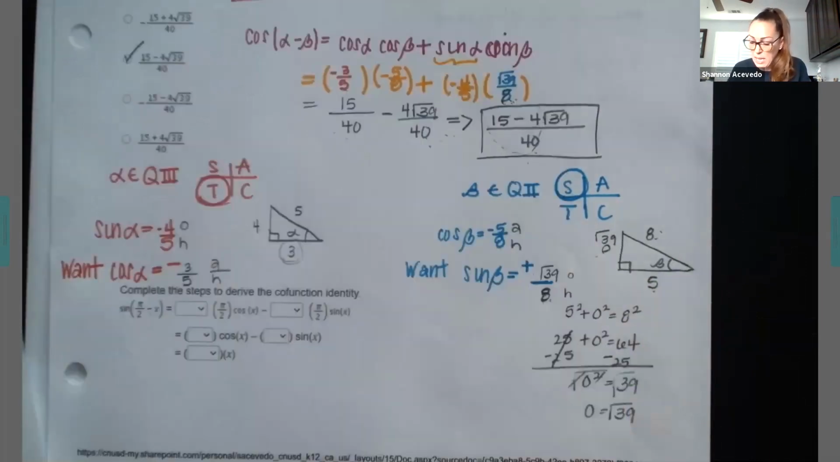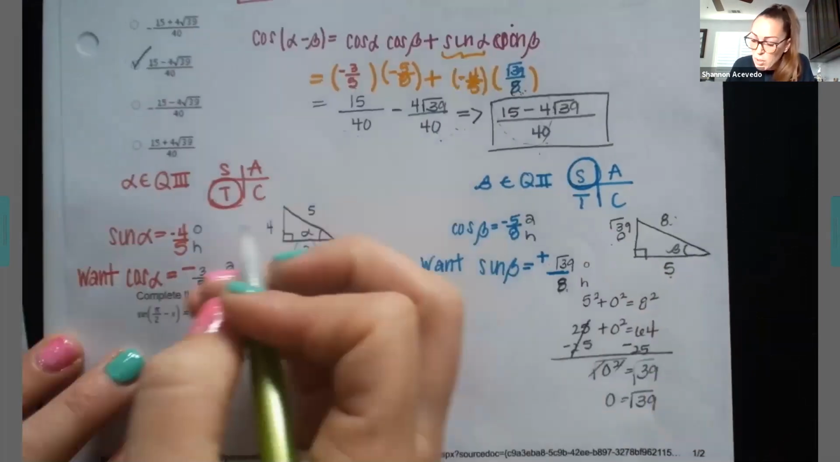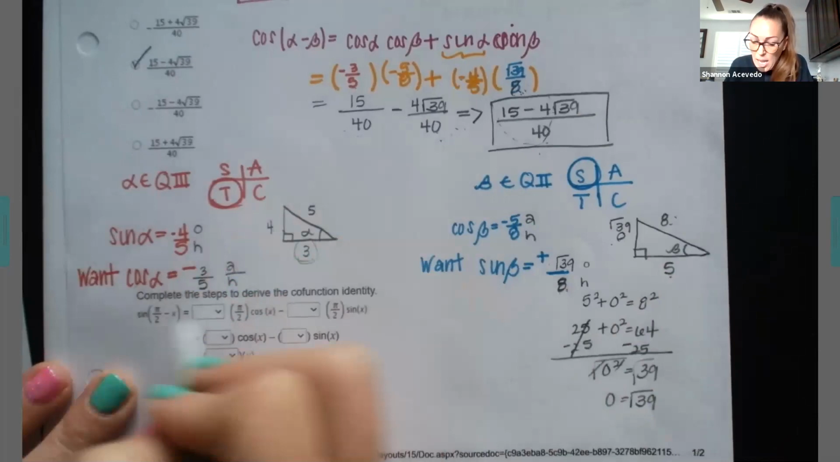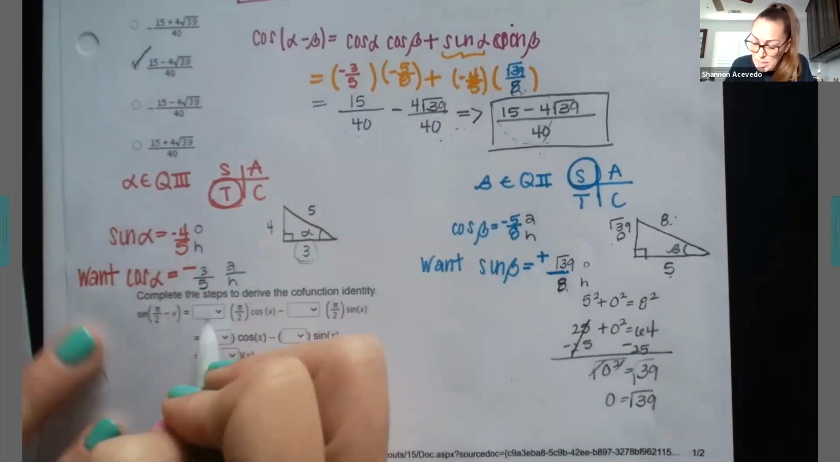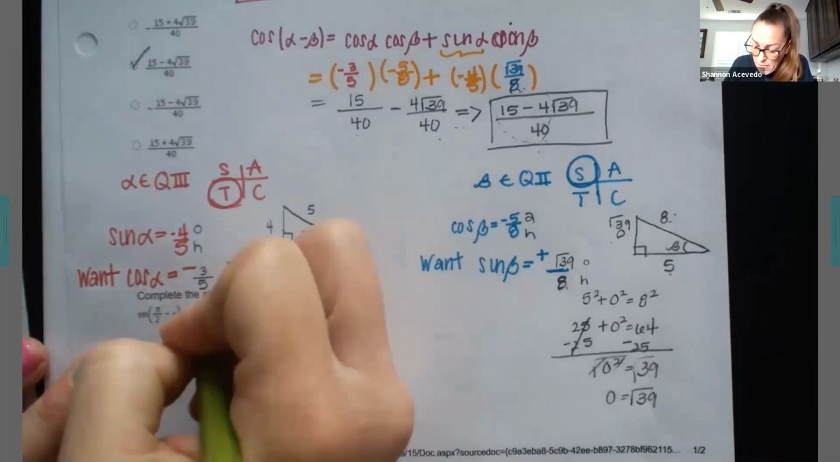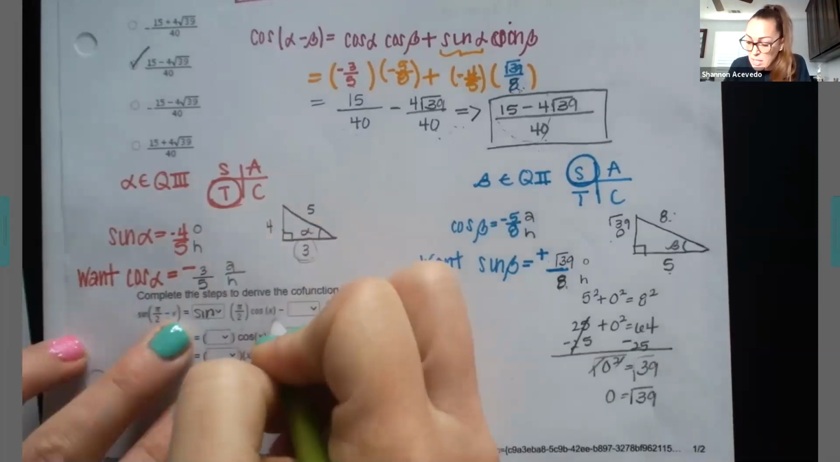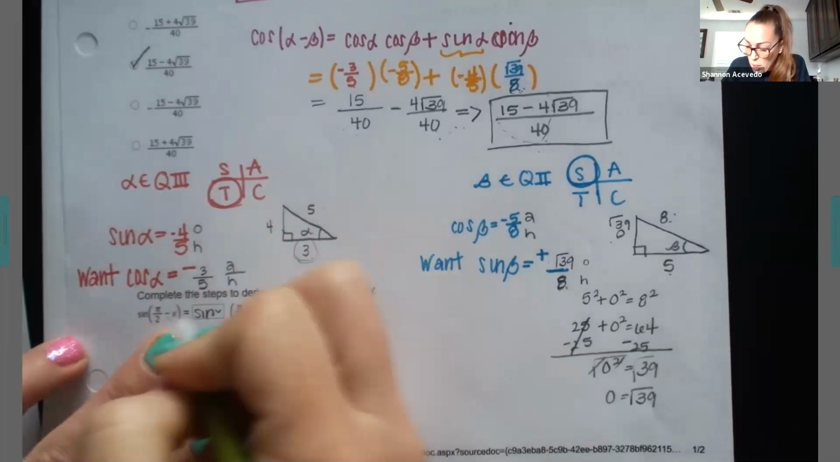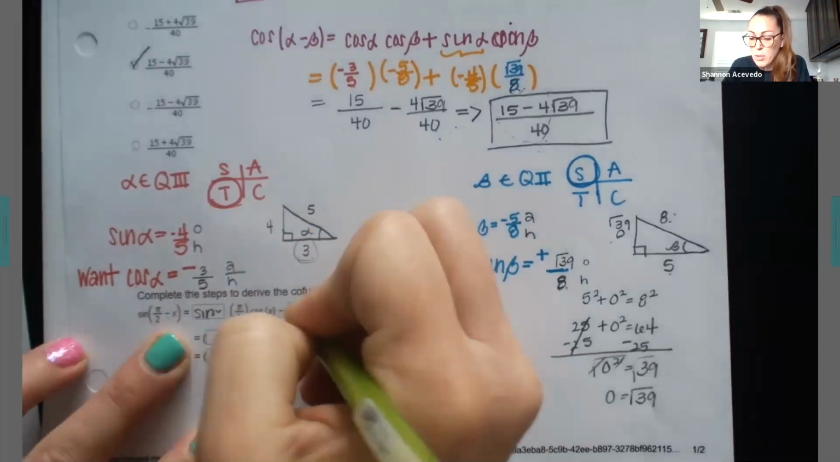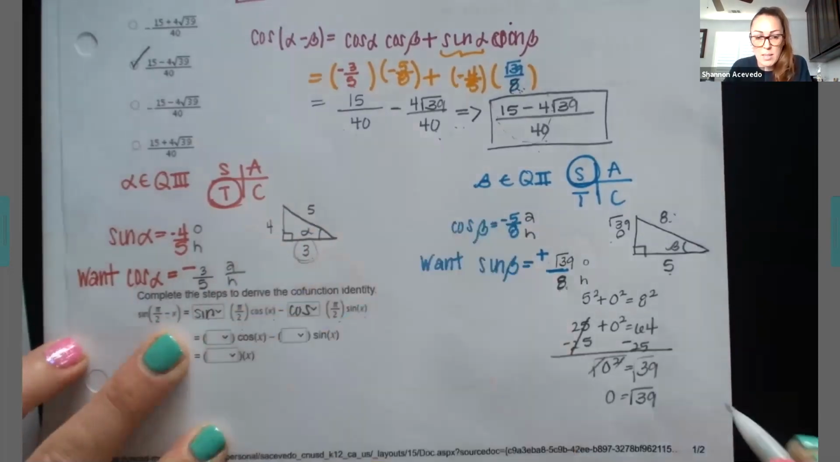So let's look at what it's saying. This is going to be sine of the first term. So this would be sine of my pi over 2 cosine of that x. And then it's going to switch. So then it becomes cosine of your pi over 2 sine of the x.